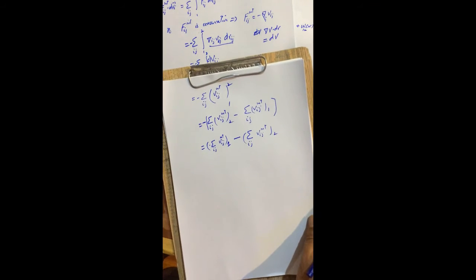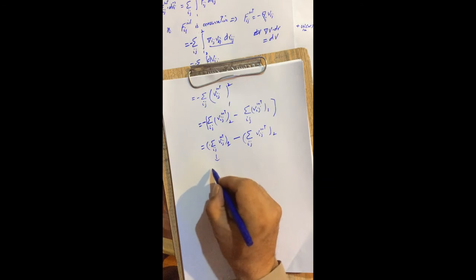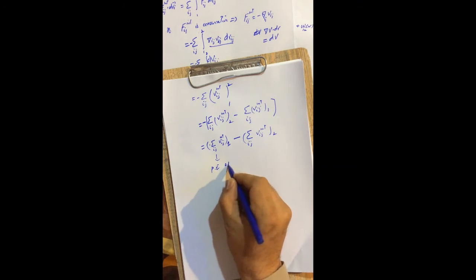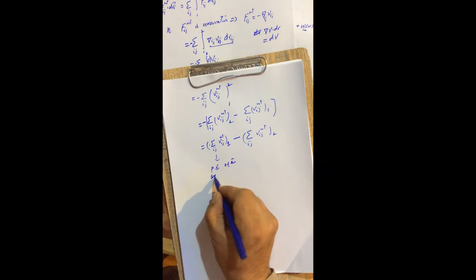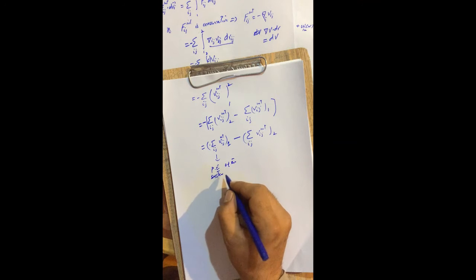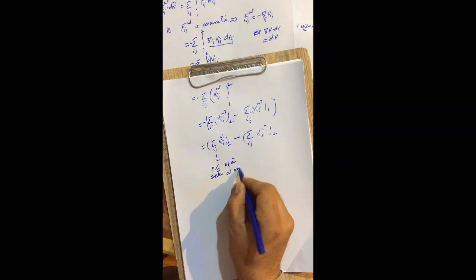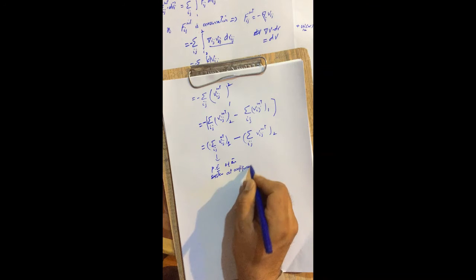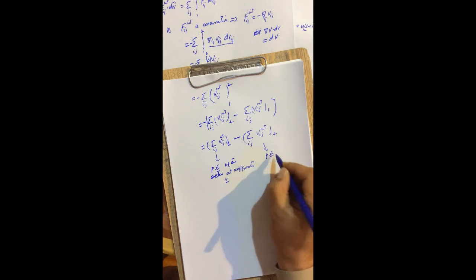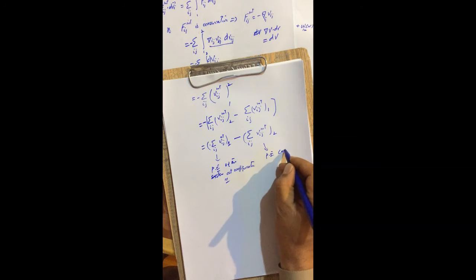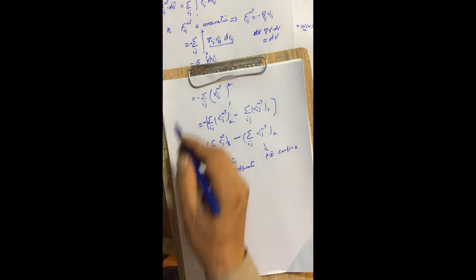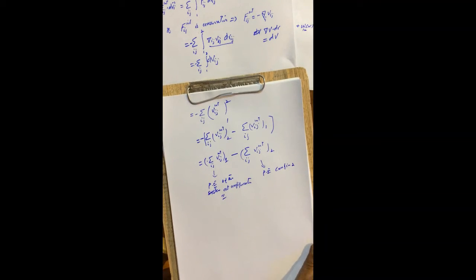So this term represents the potential energy of the system at configuration 1, and this represents the potential energy of the system at configuration 2. So overall I can write like this.